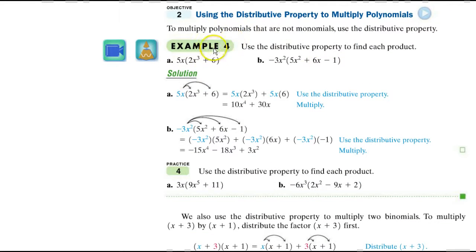Now what we're going to do is multiply a binomial by a monomial. And here it's just a matter of keeping in mind you have to follow the protocol. This times this, which will be 10x to the 4th, and then this times this, which gives you plus 30x. Now here you have to be careful of the sign. It's a negative times a positive will give you a negative. A negative times a positive will give you a negative. And a negative times a negative will give you a positive. And it's just a matter of multiplying through. And you'll have practice.